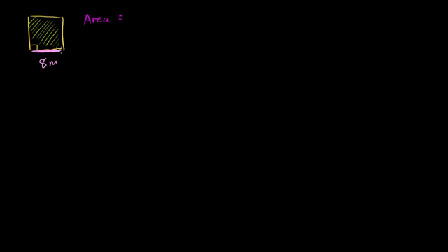It's literally going to be your base times your height. And this is true for any rectangle, but since this is a square, your base and your height are going to be the same number. So it's going to be 8 meters. So your area is going to be 8 meters times 8 meters, which is equal to 8 times 8 is 64. And then your meters times your meters, you have to do the same thing with your units. You get 64 meters squared. Or another way of saying this is 64 square meters.